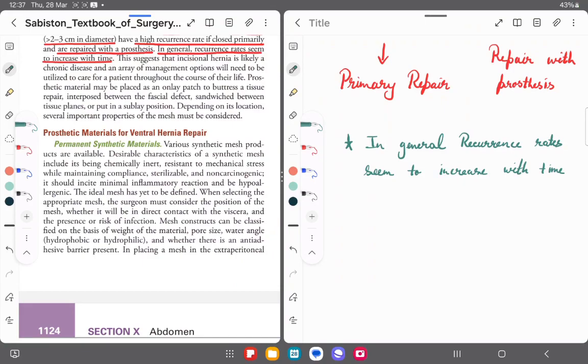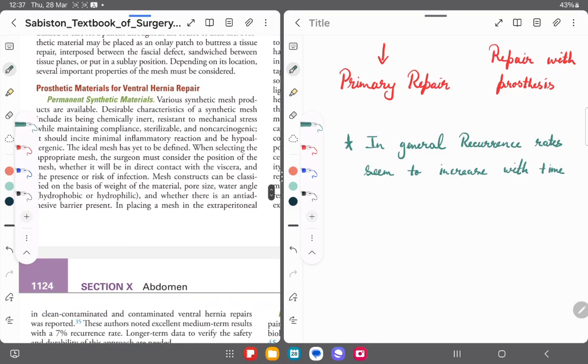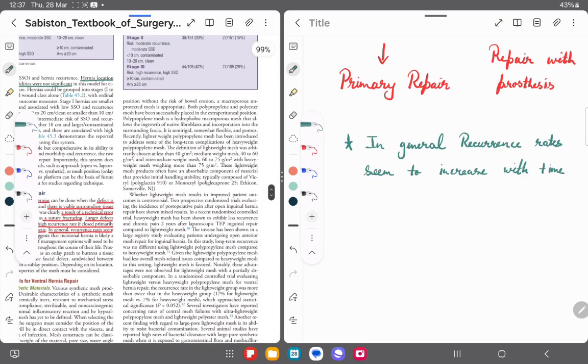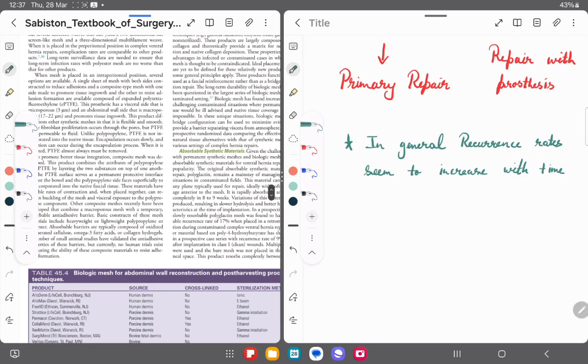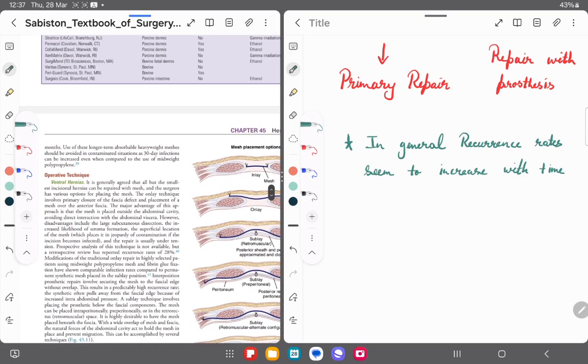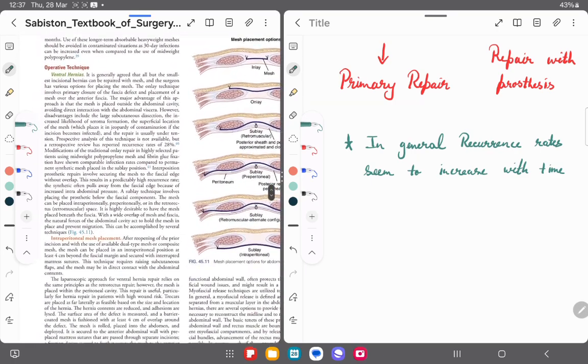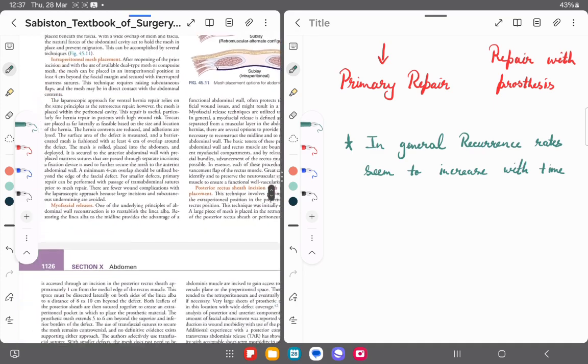hernias. So in the next section, we will study about the prosthetic materials for ventral hernia repair, and it will include permanent synthetic mesh and biological materials, absorbable synthetic mesh. So basically we'll study about meshes and then we'll see the operative techniques in ventral hernia repair.